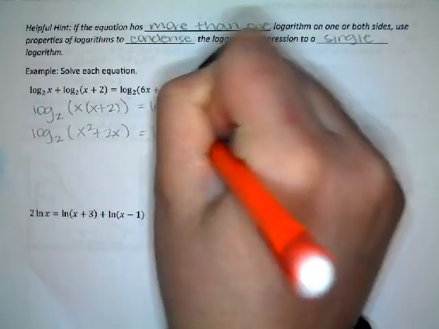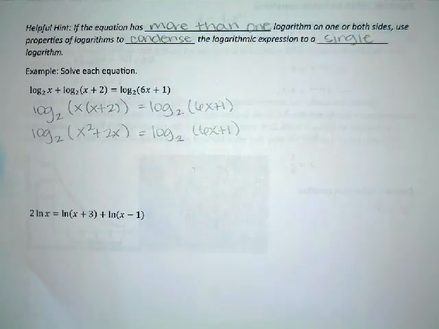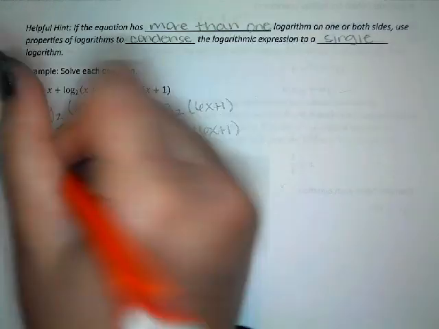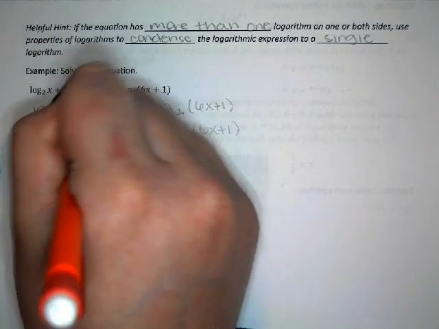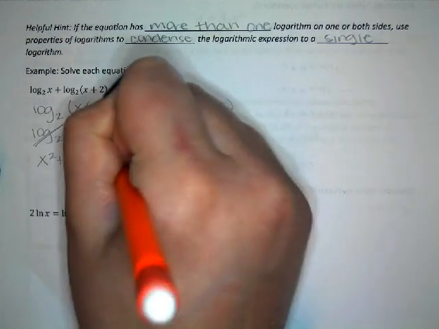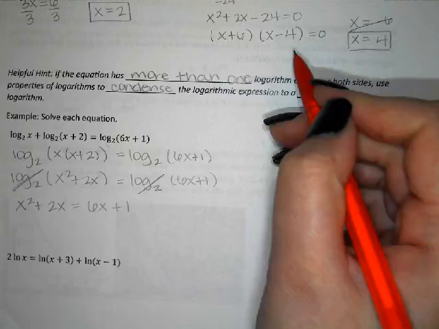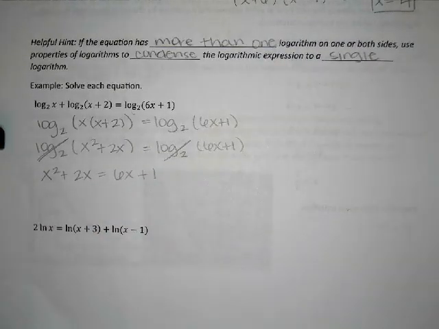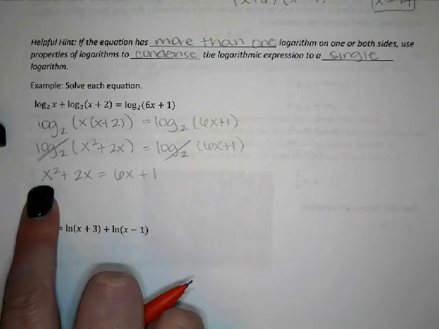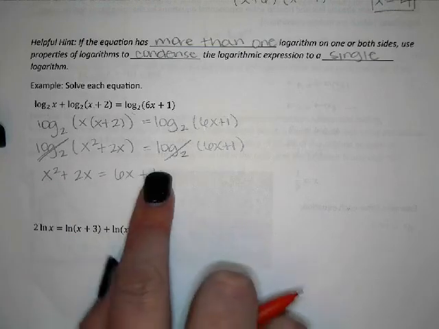And at this point, I have one log on each side of the equation, and so I can go ahead and get rid of the logs. So I have x squared plus 2x equals 6x plus 1. And just like in the previous example, I have a quadratic equation. And so my two options for solving this would be factoring or the quadratic formula. And in either situation, I want the equation to equal 0. I prefer for my x squared term to be positive, and it is already. So I'm going to go ahead and take these terms and move them over to the left side.